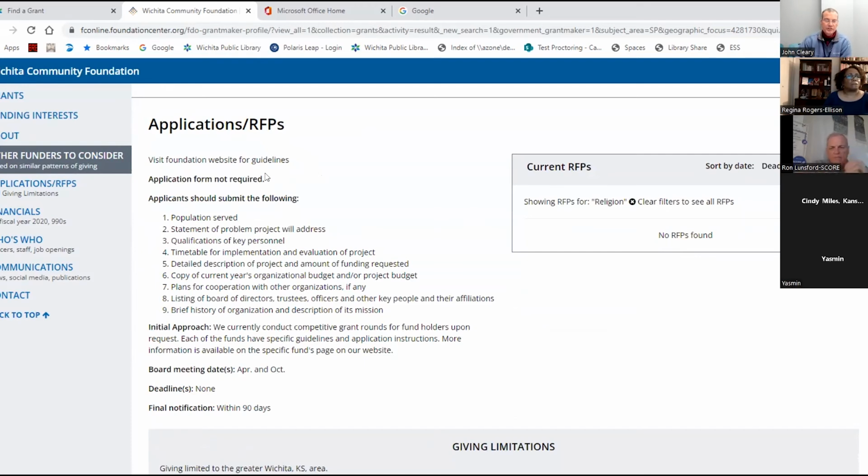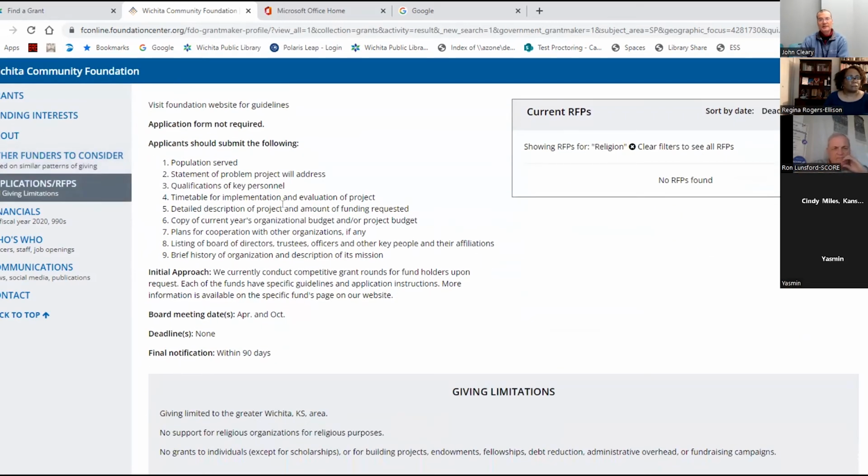I can tell you through experience, each of these grant makers have different information that they want on their applications. So it's always good to go in and see exactly what they're asking for. In this case, they're wanting applicants to submit the population they serve, the statement of the problem or project will address, qualifications of the key personnel, a timetable for implementation and evaluation of the project, a detailed description of the project and the amount of funding being requested, a copy of the current year's organizational budget or project budget, and then plans for cooperation with other organizations if partnering with anyone. They also would like a listing of the board of directors, the trustees, the officers, and other key people. And then they would like a brief history of the organization and the description of its mission.